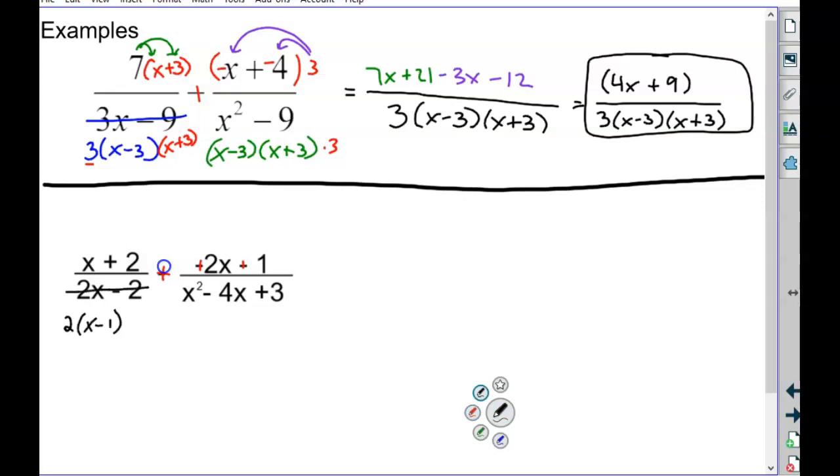We've got a 2 that can be taken out of the first piece. And then this one, we've got x minus 3 and x minus 1. Our factors are positive 3 that add up to give me negative 4. So we just factored the bottoms. And now we get to play that same game we did up top.